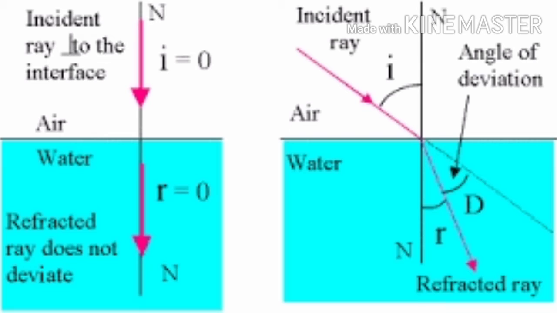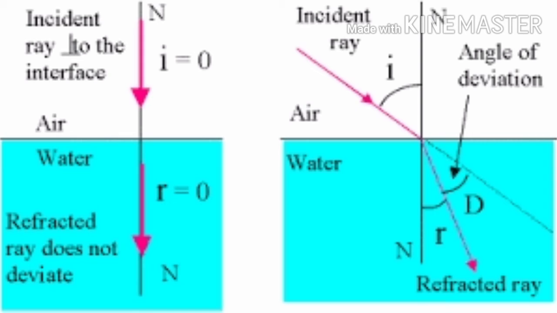Okay, that is refraction. The angle of deviation means the difference between the incident ray angle and the refracted ray angle. That is the angle of deviation, which we represent as D. The incident ray we will represent as I, and the refracted ray we will represent as R. The angle of the incident ray is I, the angle of the refracted ray is R, and the angle of deviation is D.